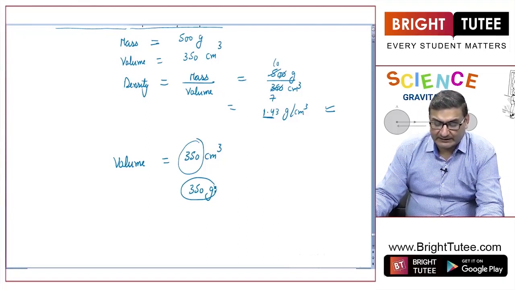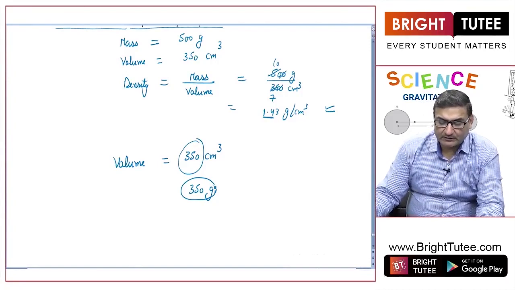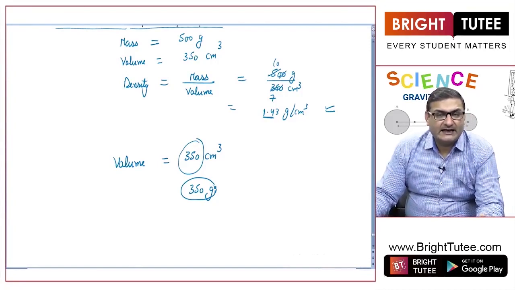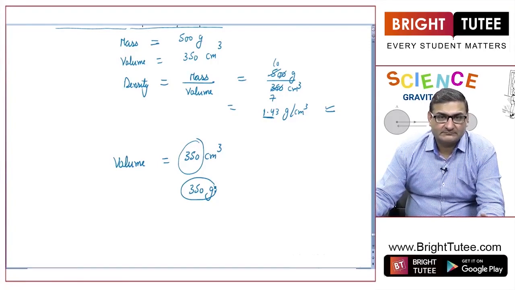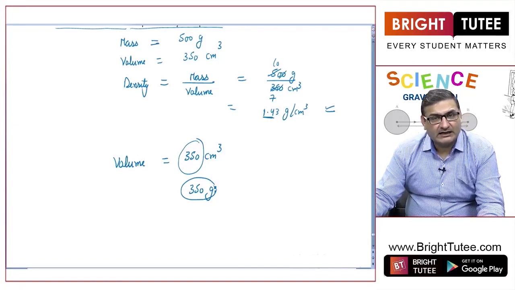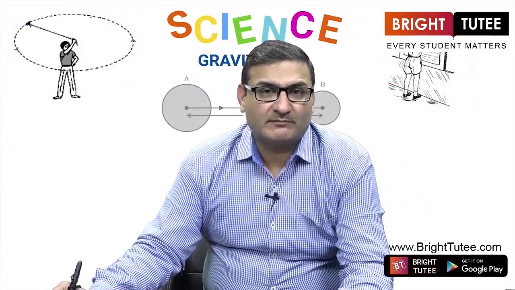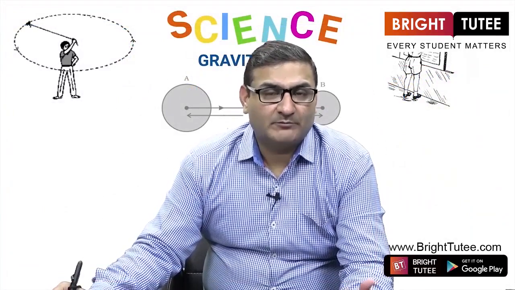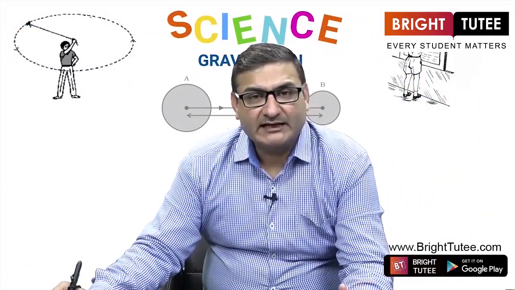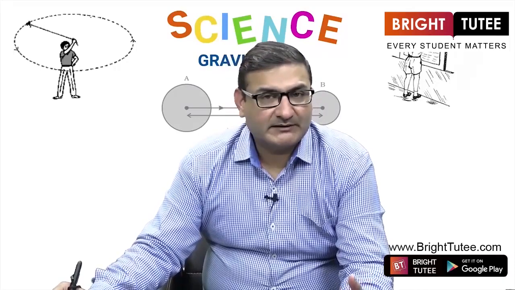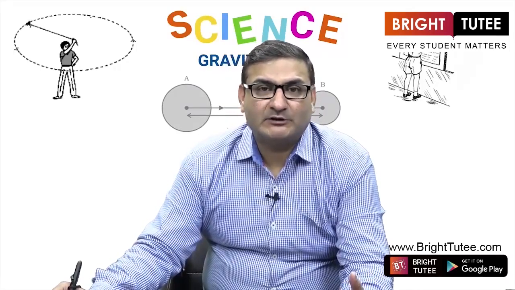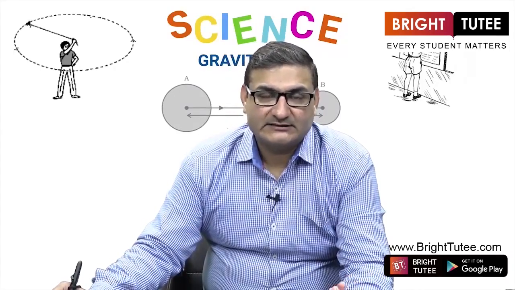Fine. Alright, so this is all about our density and relative density. Got it? So this is all about our density, relative density, Archimedes principle, and this is all about your gravitation. I hope you have understood it all. Please try to relate all the topics and please try to do all the numericals with your hand. Alright? Thank you so much.